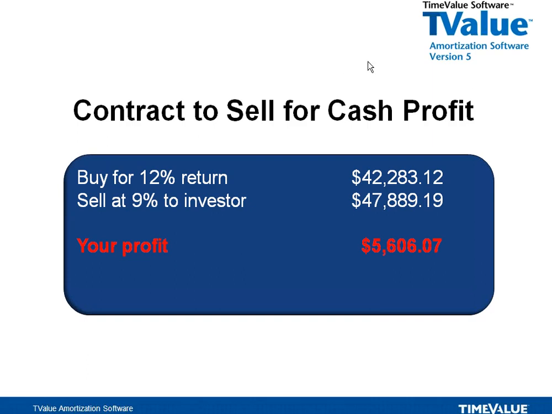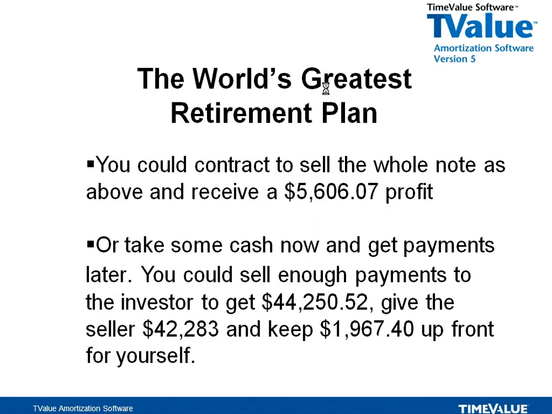Okay, so now moving on to provide a couple other options for you. This was our option for cash profit. Now we're moving on to the world's greatest retirement plan. There are different ways to look at this. You could, like we did already, contract to sell for cash profit, or depending on what your needs or wants are, you could take some cash now and get payments later.